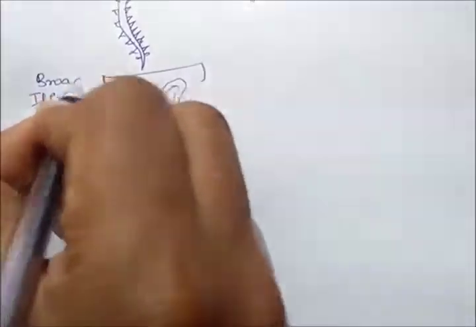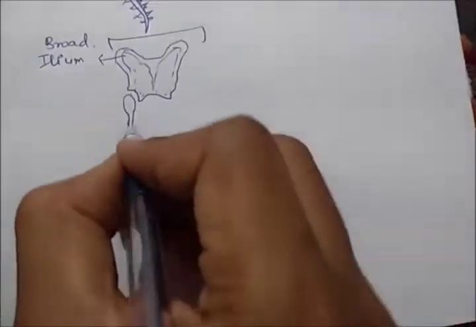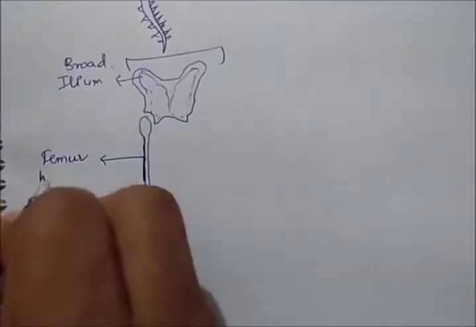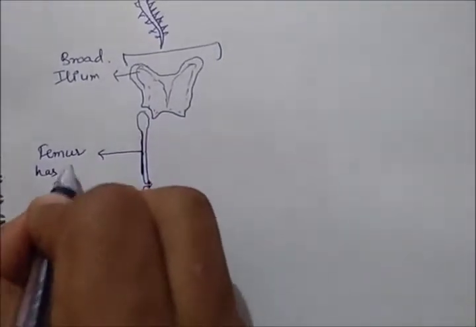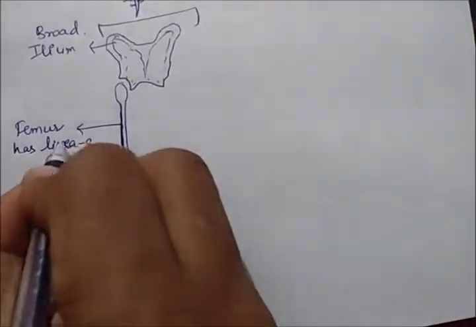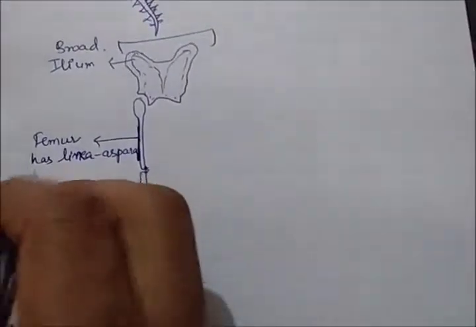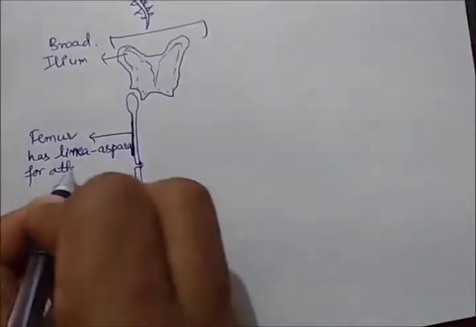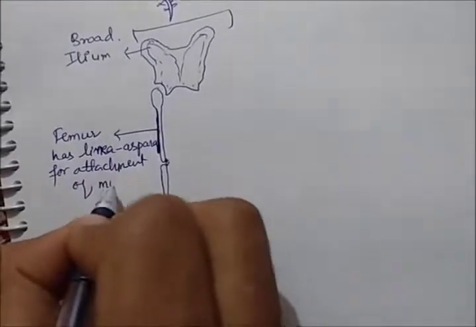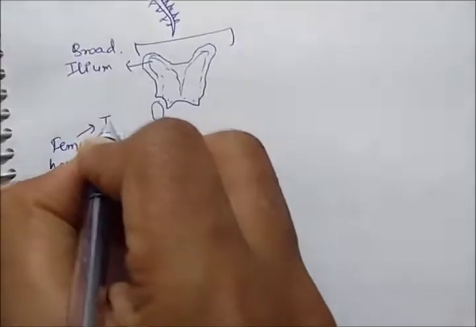Then we have the femur. Femur has a linea aspera on it. So linea aspera is for the attachment of muscles. Another feature which is again related to the femur is that it has a torsion angle.